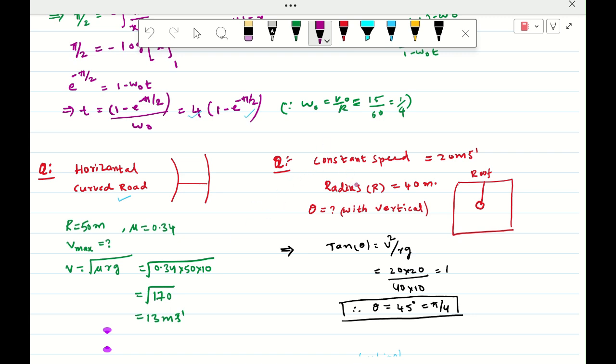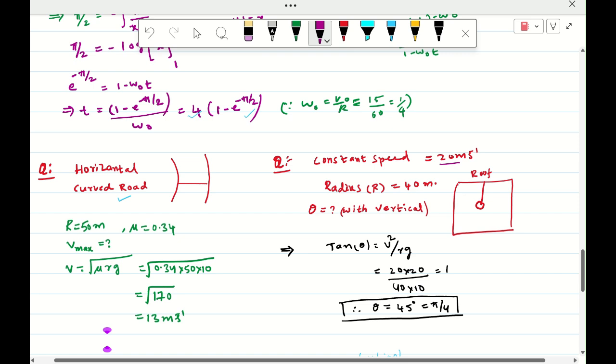Now next, this is another model. This type of model will be used in many cases: simple pendulum, SHM, rotatory motion, and work-energy, Newton's laws of motion. So here you have to consider pseudo force. It is a mass hanging from the roof of the car. The car is moving with constant speed, acceleration 0, at 20 meters per second.